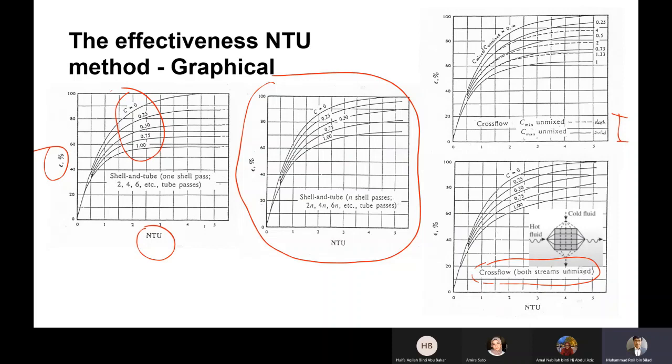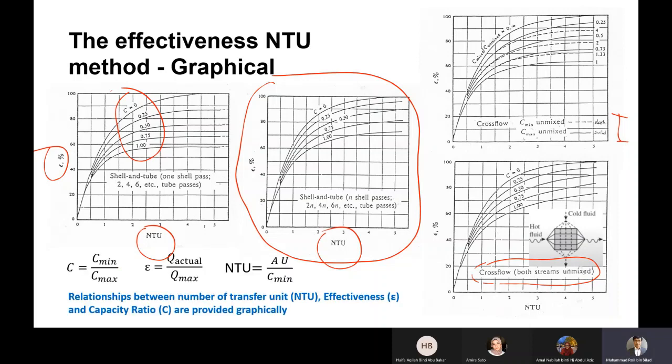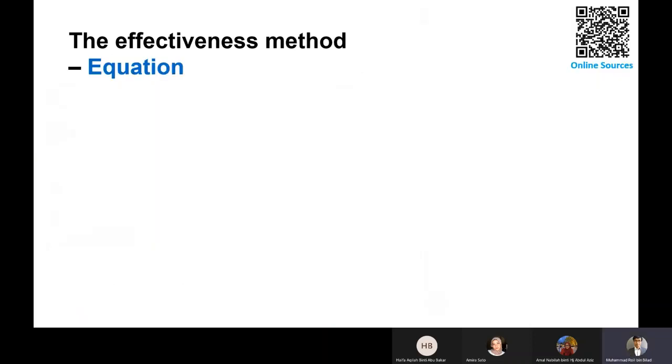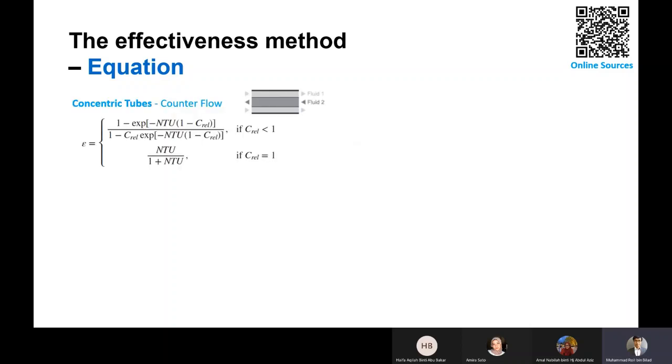Based on this, you might ask me whether the result will be 100% the same if two people do the same problem. Oh yes, it really depends on your estimation when you find NTU in the graph. This is one method, using the graphical approach. You can also use the equation, and the equation here is given. You can find it in many heat transfer books, for example for concentric tubes, counterflow.